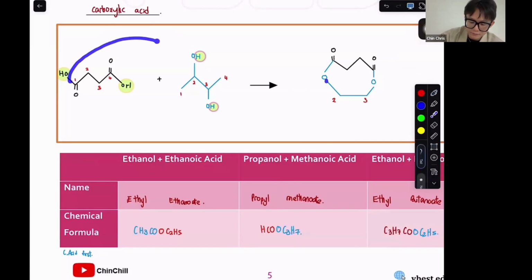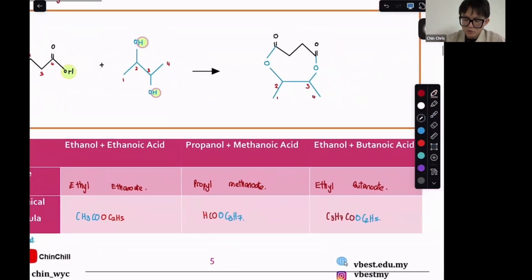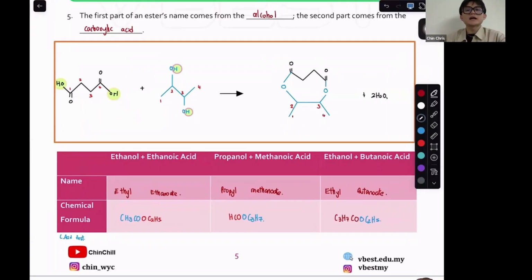So one more time, you see? O join here to a 2, then to a 3, then O. 2, 3, O. So what is missing? The 1 and 4, right? So add here, add here. So now you see 1, 2, 3, 4 completed. This is your diester, and 2H2O is formed. Clear? A bit harder, yeah, guys, this one.